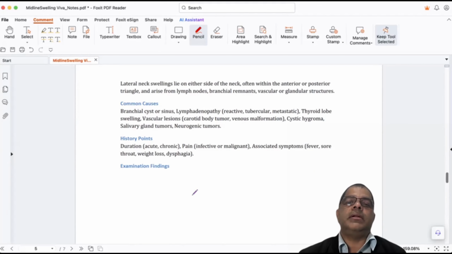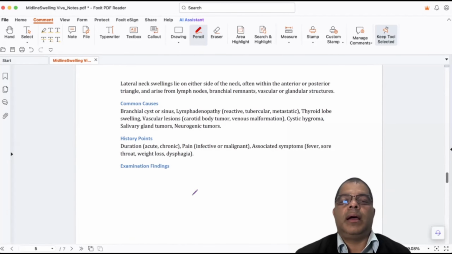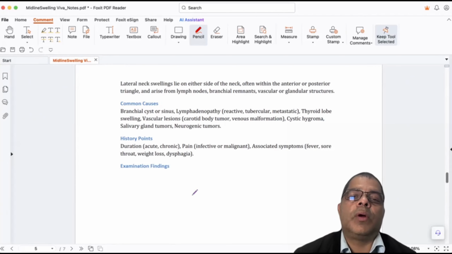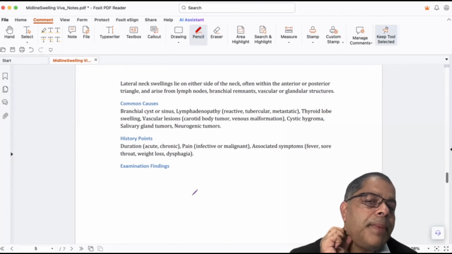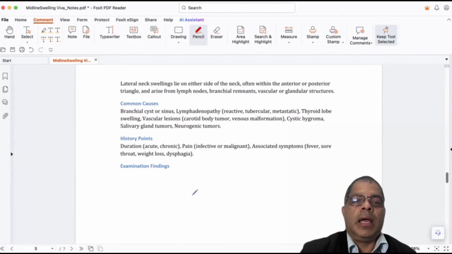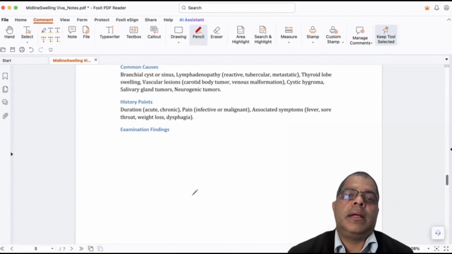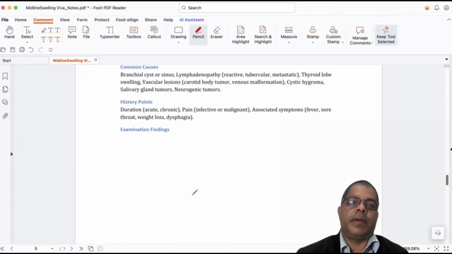Then vascular lesions, carotid body tumor, venous malformation also are there, but you should tell these if the examiner asks for more swellings like that. Cystic hygroma also comes in this area. Some salivary, tip of the salivary gland, especially parotid gland tumor, comes down there, and some neurogenic tumors. In the history, you have to focus on the duration, pain, and associated symptoms.